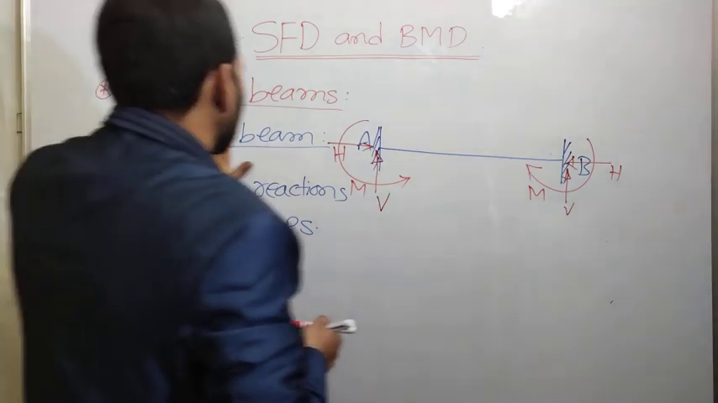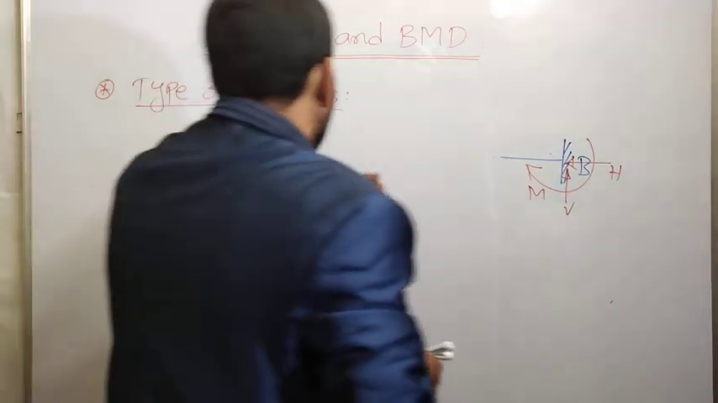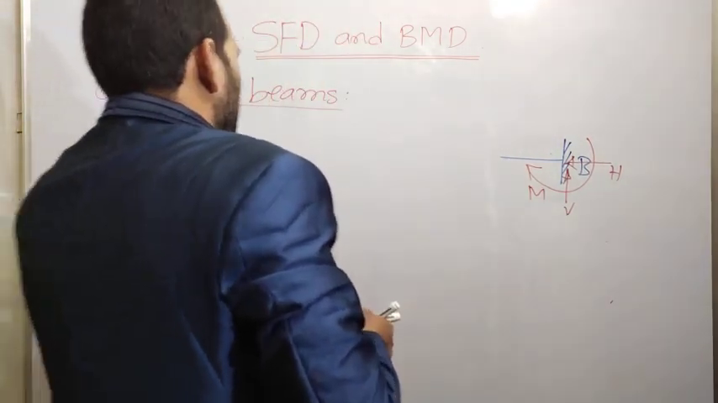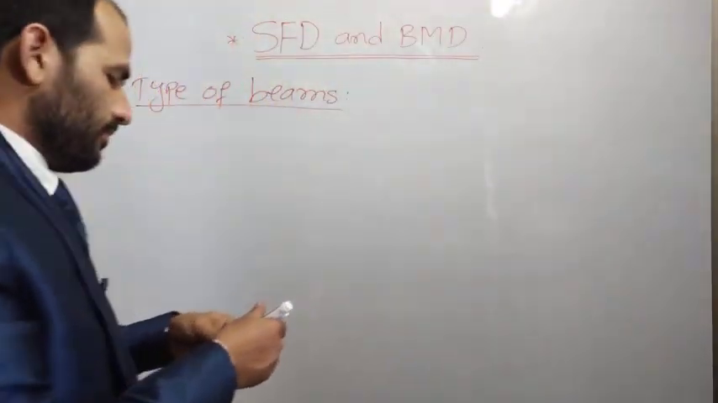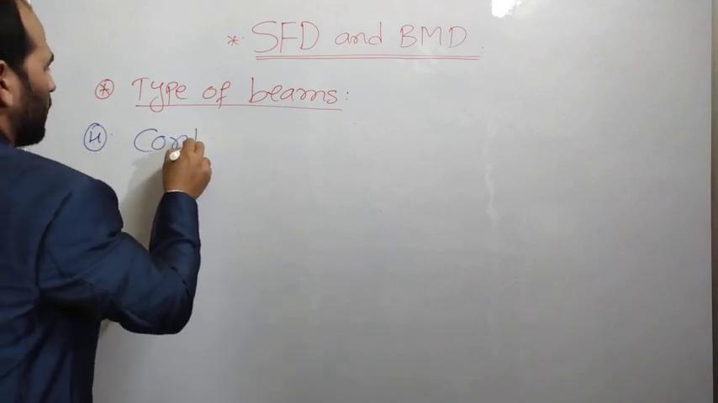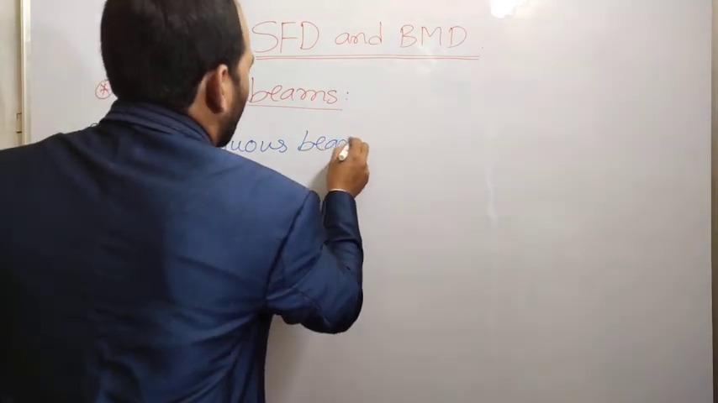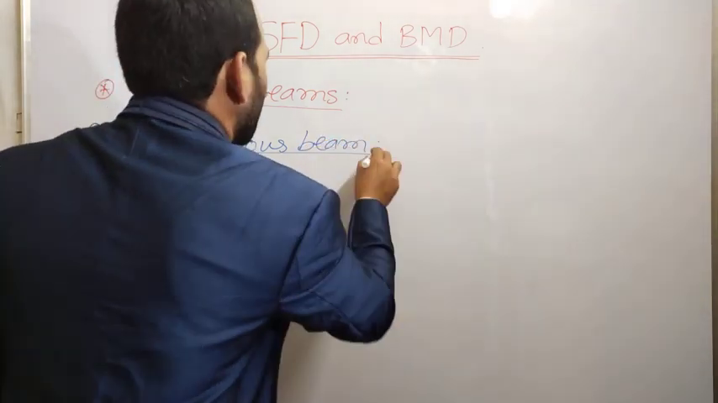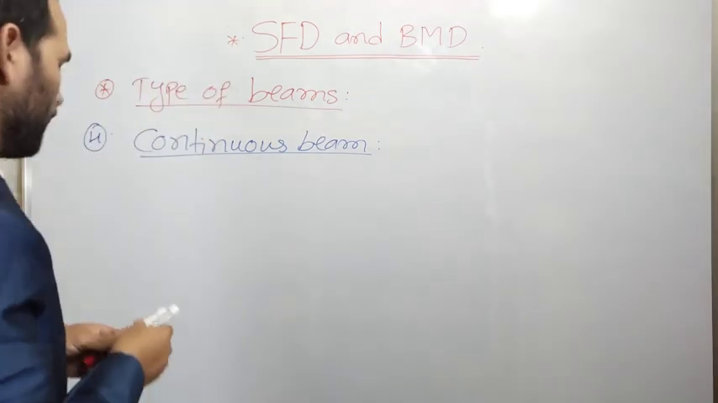Right, the next type of beam is the continuous beam.